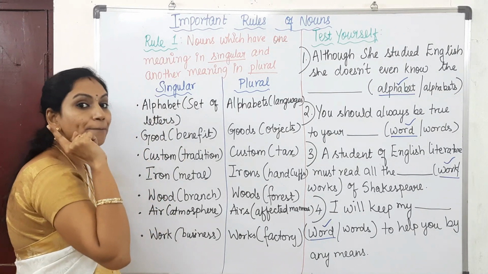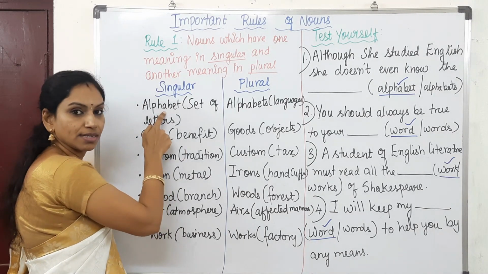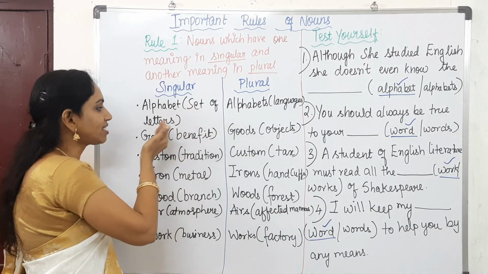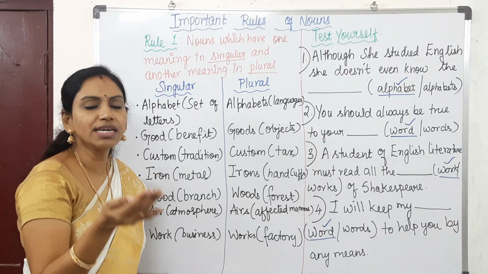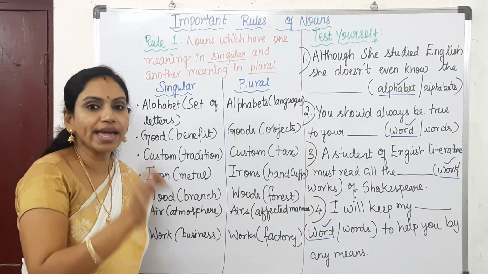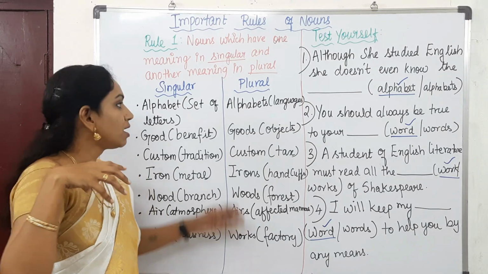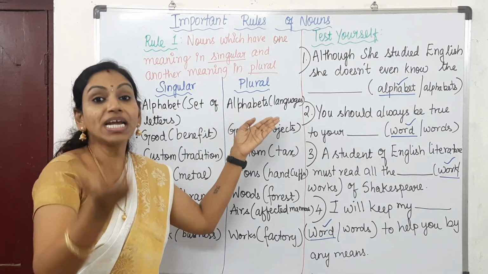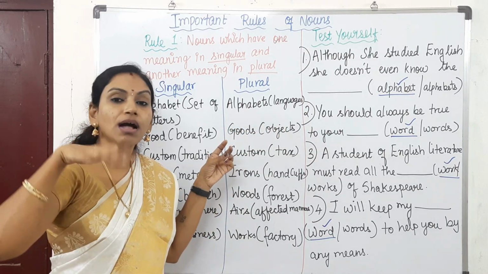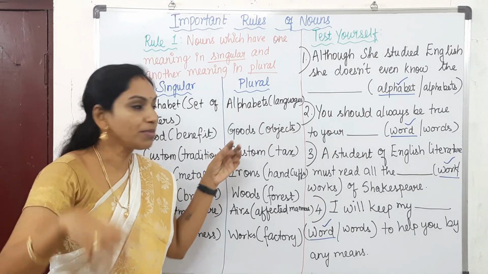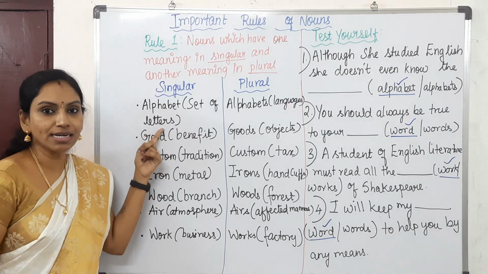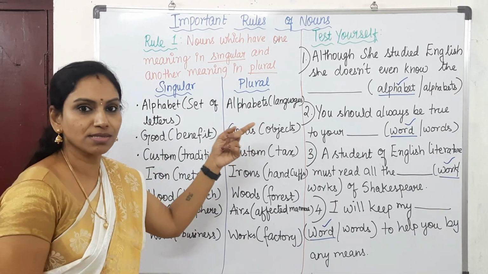I have given a few examples here, singular, plural. Example number 1, alphabet. When it is singular, what is the meaning of that? It's a set of letters A, B, C, D, E, F, G. Those are singular. You will mention only A, B, C, D, singular. In the same case, alphabets, you will mention as English language has many alphabets. I mean it is plural. Different meaning. Here I say set of letters, but here it's languages.